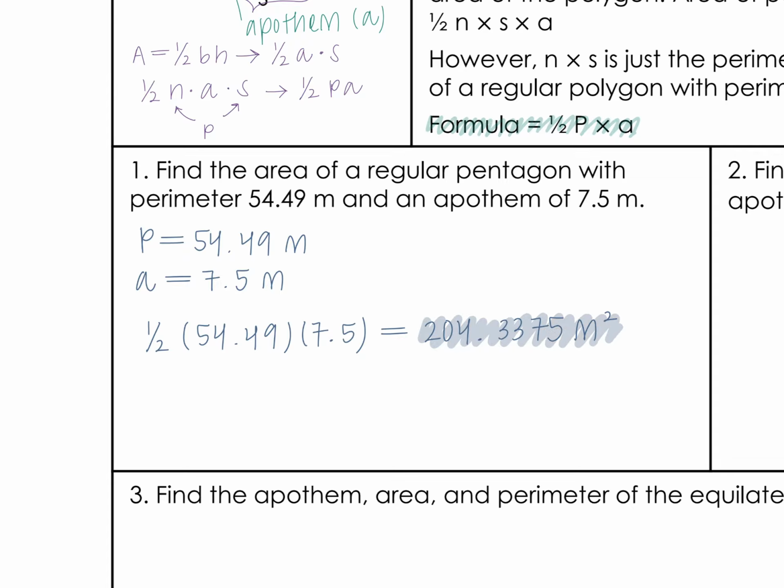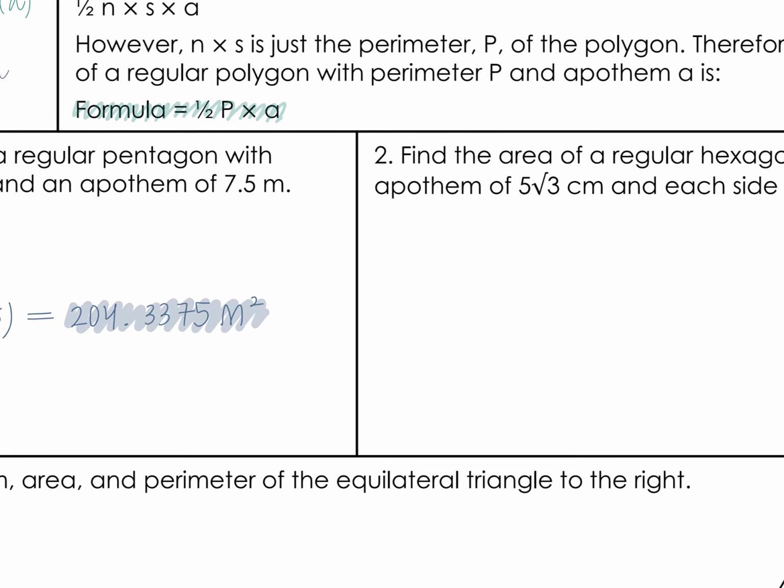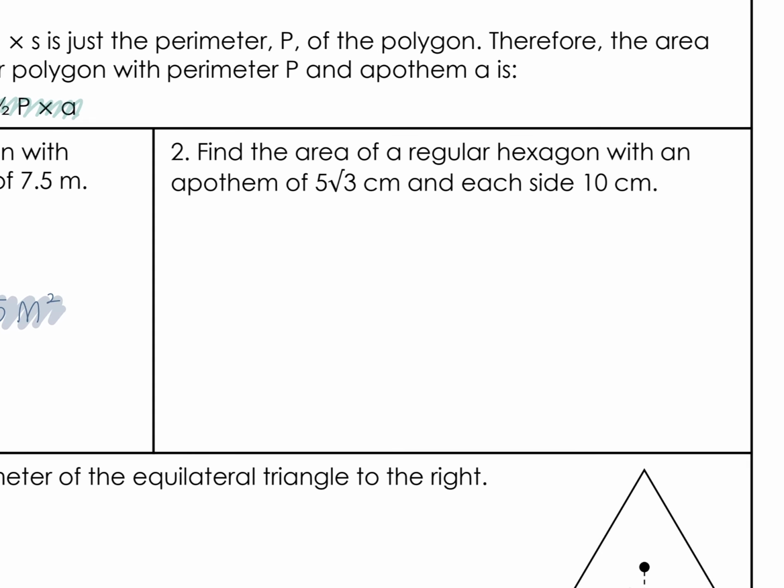And that's your answer for number 1. Now let's look at number 2. Okay, and number 2 here, they say find the area of a regular hexagon, so we have 6 sides, with our apothem being equal to 5√3 centimeters.